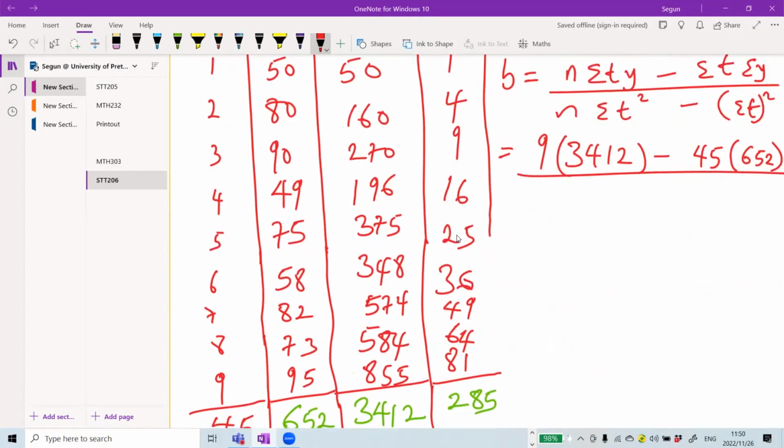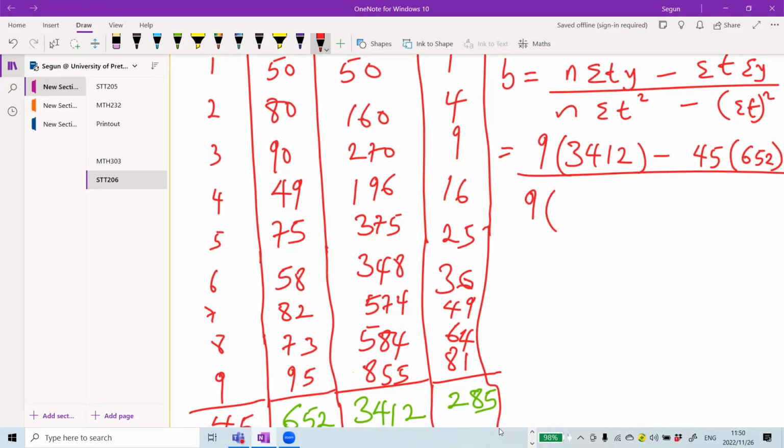Summation T is 45. So we have N, 9 in brackets. Summation T squared is what? 285. Minus summation T all squared. So what do we have?